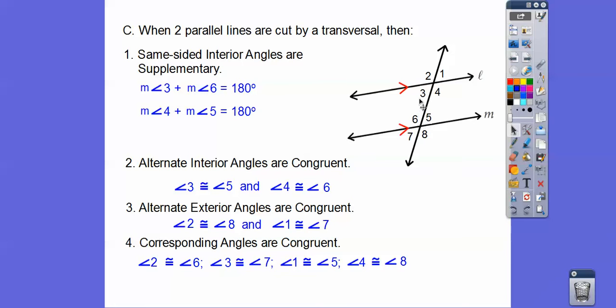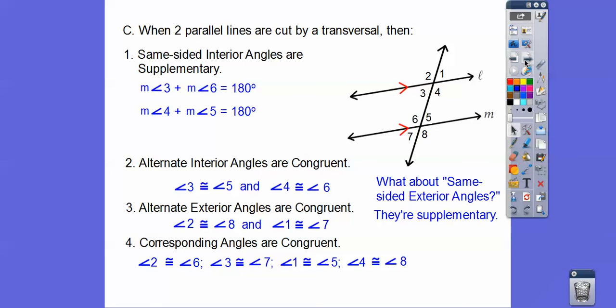Okay, so look at 3 and 5. That's an acute angle. That's an acute angle. They're congruent. Look at 3 and 8. Even though they don't have a specific name, this is an acute angle, this is an obtuse angle. They're not congruent, so those guys add up to 180. They're supplementary. Hey, what about same-sided exterior angles, like angle 2 and angle 7? Okay, obtuse, acute, they're not congruent, so they would be supplementary.